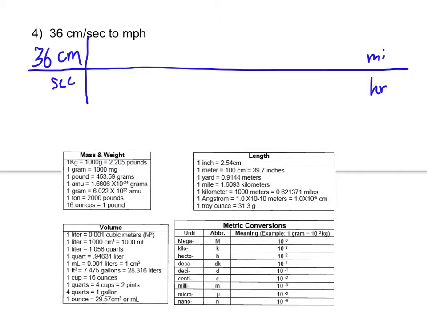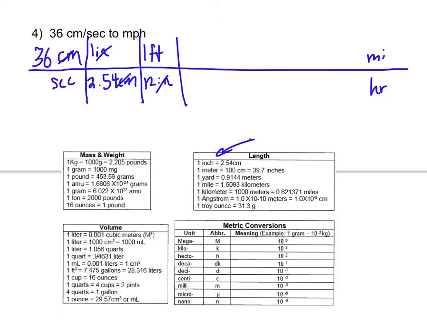Looking down at my conversion chart, I see right here there's inches and centimeters, so I'm going to take that and go 2.54 centimeters per 1 inch. Centimeters cancel. I'm left with inches. Still not in miles, so I need to keep going. There are 12 inches in 1 foot. My inches cancel. I'm left with feet. Still not done. I'm going to go feet to miles.